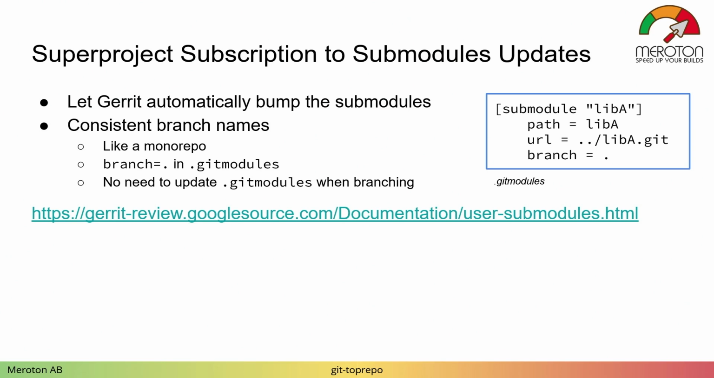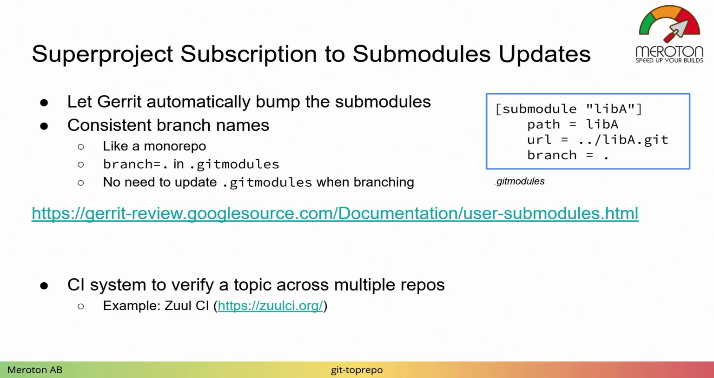And then, if you use period there, if I'm on main, I'm tracking main. If I'm on my feature branch, I'm tracking my feature branch. So you don't need to update .gitmodules when you branch your repositories, if you are consistent with your branch naming over all your repositories, of course. Otherwise, the users are very confused if feature A is tracking feature B in the other repository. So please keep consistent branching.